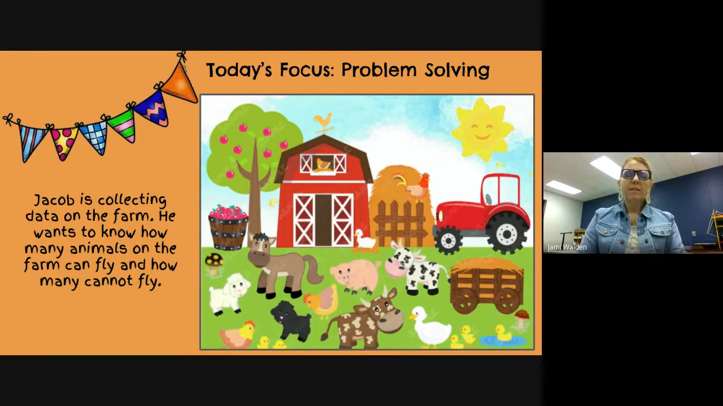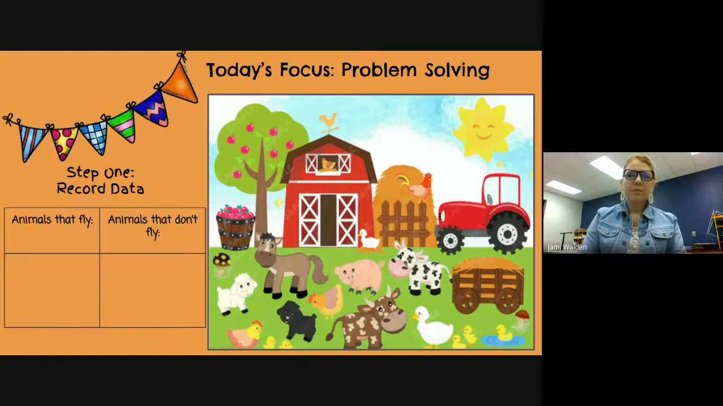Jacob is collecting data on the farm. He wants to know how many animals on the farm can fly, how many cannot fly. Okay, so what could Jacob do? How could he collect that information? Maybe make a table or a graph. So let's make one. We're going to have two columns. We're going to have a column for animals that fly and one for animals that cannot fly.